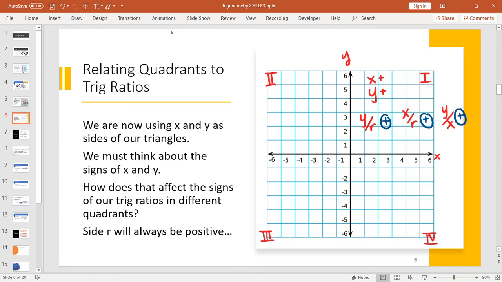Now if I move into quadrant 2, y remains positive, but x is negative here. I'm on this band of the x-axis, which is where all the negatives happen.